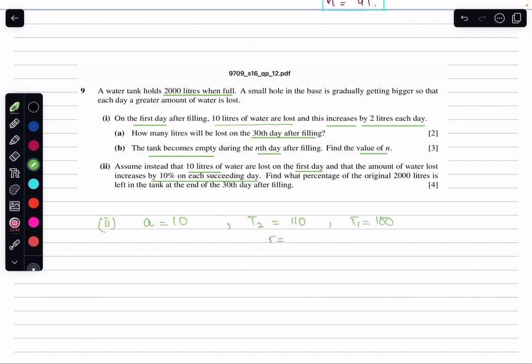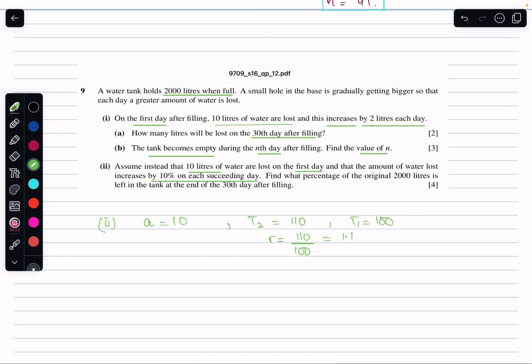Therefore, the common ratio here shall be 110 divided by 100, which should be equal to 1.1. So whenever the amount is given in terms of percentage, we know that we are dealing with geometric progression, and an increase means that it should be 100 plus 10, giving me 110, divided by 100 to convert it into a simple fraction. So 110 divided by 100 gives me 1.1.